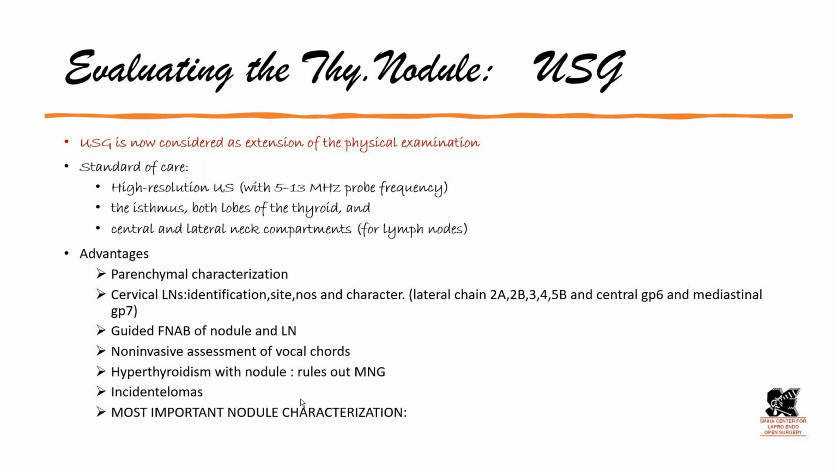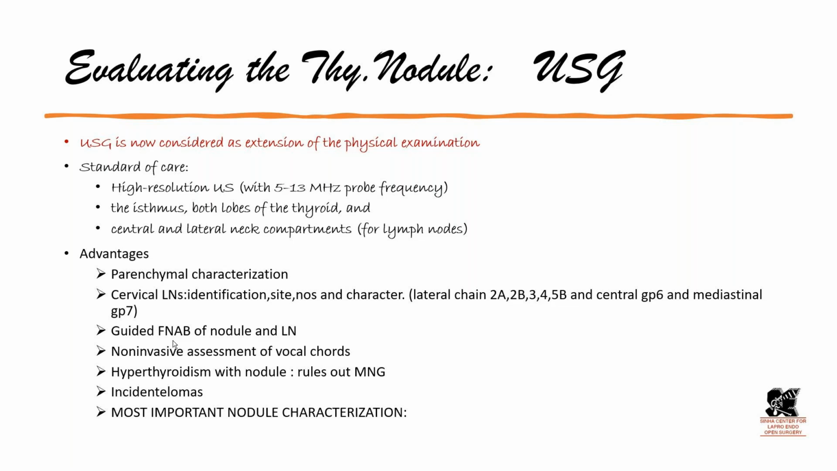So what are the advantages? Why USG has been said as an extension of physical examination, and why is it considered standard of care? One, it can characterize the parenchyma for you. Number two, it can identify cervical lymph nodes for you. The lymph node groups you already enumerated. It can help by guiding your FNAC, ultrasound guided FNAC for the nodule or from the lymph node. Easily done. Non-invasive assessment of vocal cords.